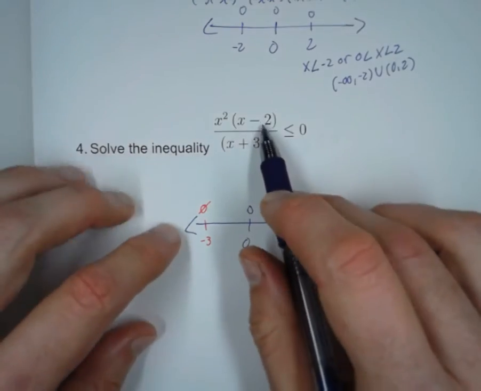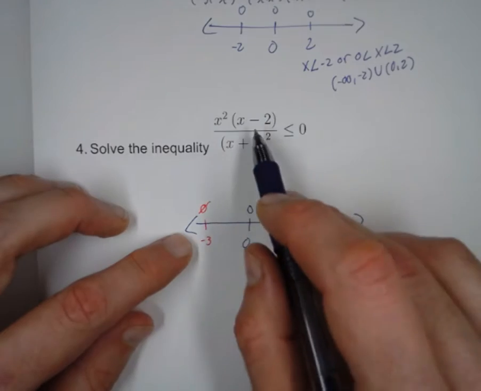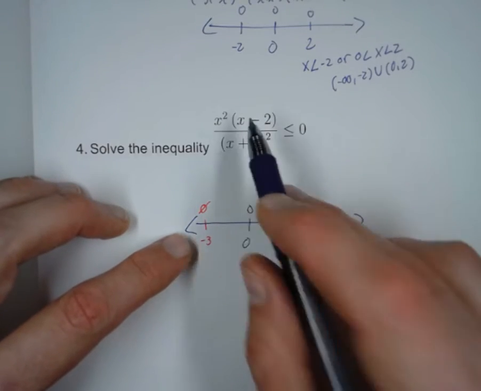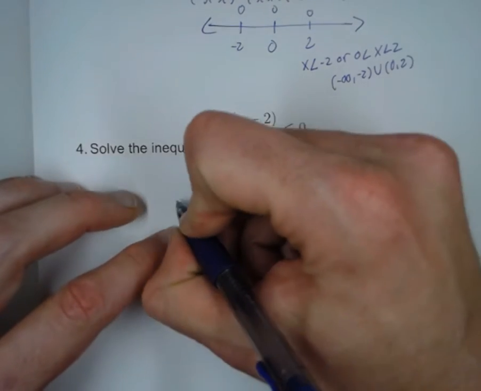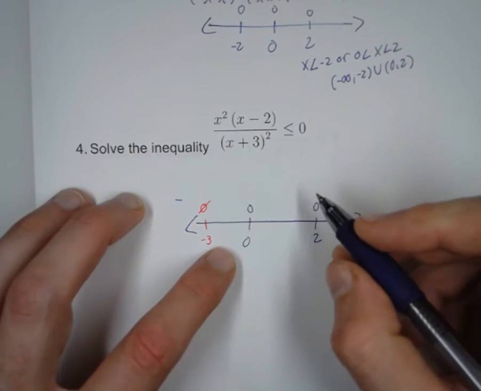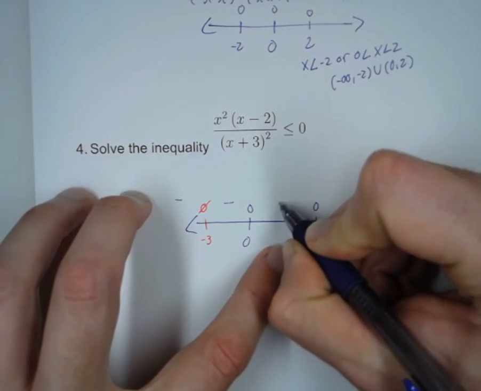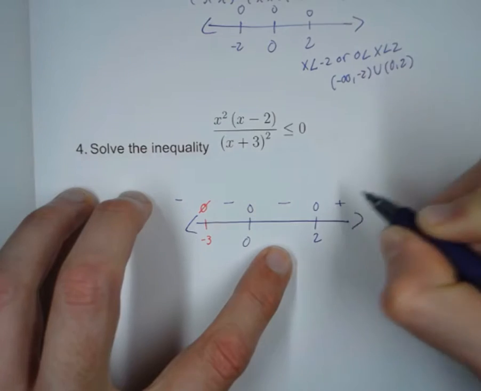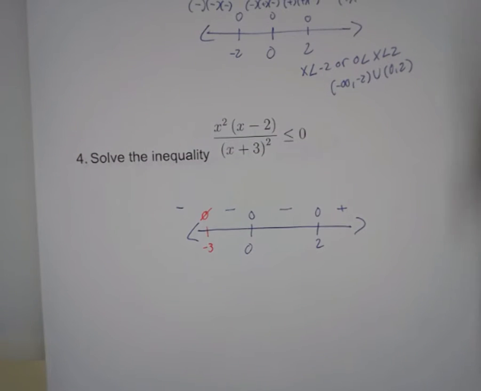So all I'm going to worry about is I have 4 intervals to test, but I'm just going to plug them into negative 2. So let's see, negative 4, that's negative. Negative 1, that's negative. 1, that's negative. 2, that's a positive. There we go. That's it.